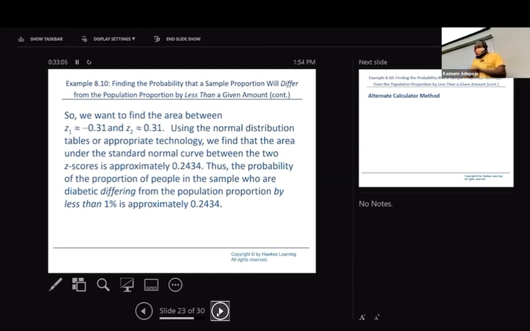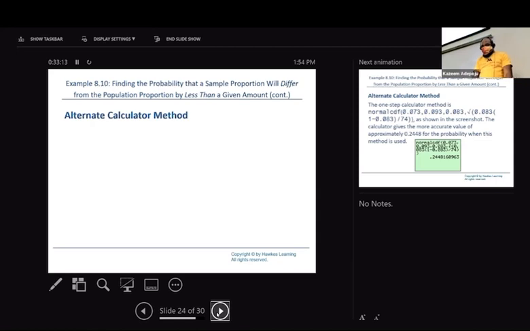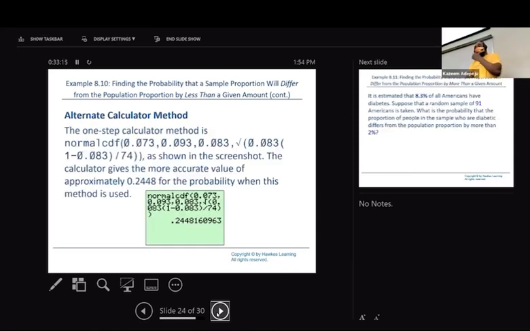So what are you going to do? On our software, it's going to be the pnorm of one minus the pnorm of the other one. And of course, if you want to use a calculator, you need to specify the lower part, the upper part, the center, and the standard error, and automatically the calculator will compute that.